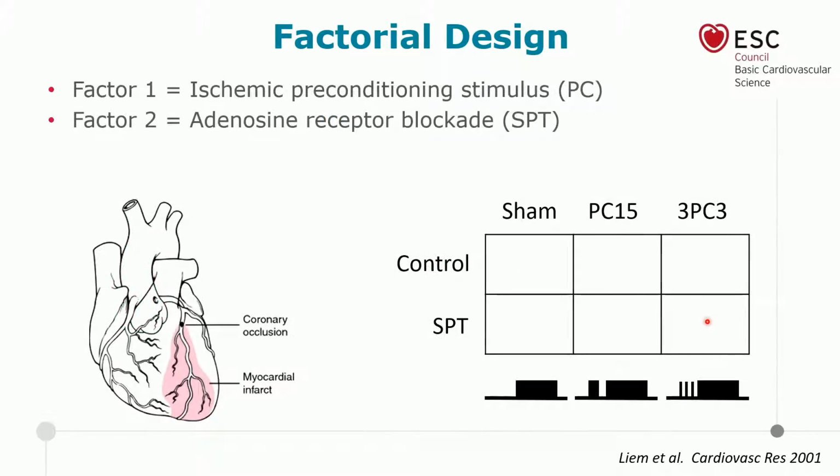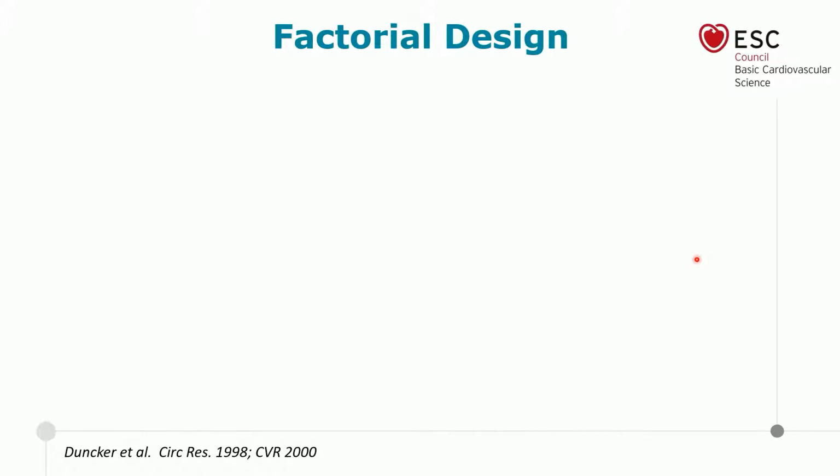But a one-way ANOVA is not as good as a two-way ANOVA, where you really take into account the effects of the adenosine receptor blockade in relation to the preconditioning stimuli, and you can also look at the interaction. So that's the way it should actually be analyzed. So two-way ANOVA should be the proper way of analyzing the data.